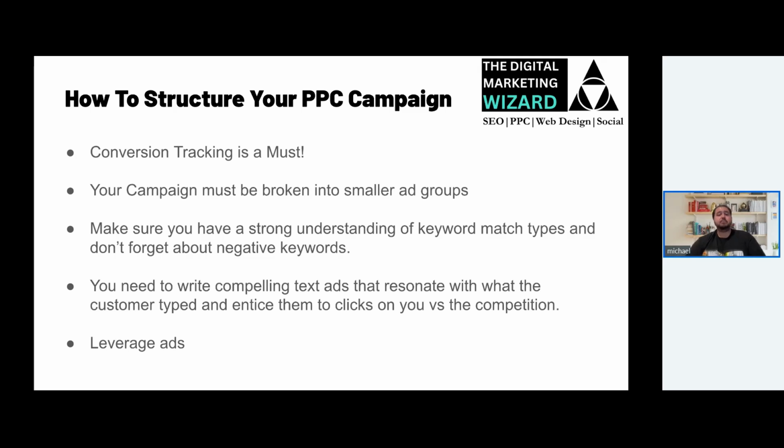As I mentioned before, your campaign must be broken into smaller ad groups. Having each service broken down into an ad group will really change the way Google campaigns are moved out in the future. And then, like I said, you've got to have a strong understanding of keyword match types. And another big one is forgetting about negative keywords. Negative keywords are, if you're looking to get someone for emergency plumbing near me, you want to have maybe a negative keyword like plumbing supplies.